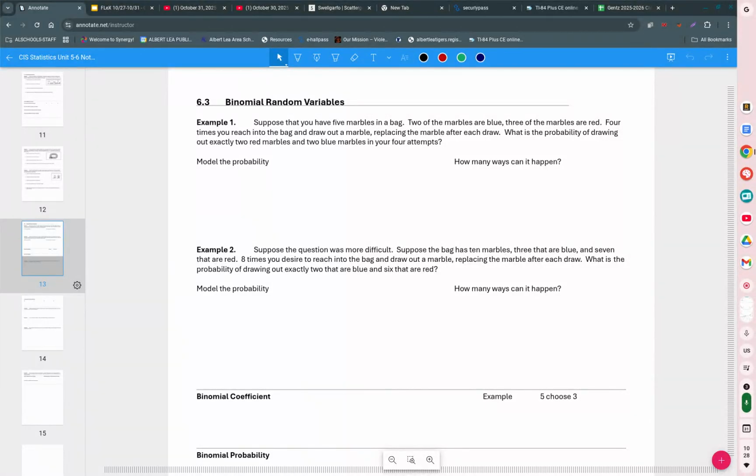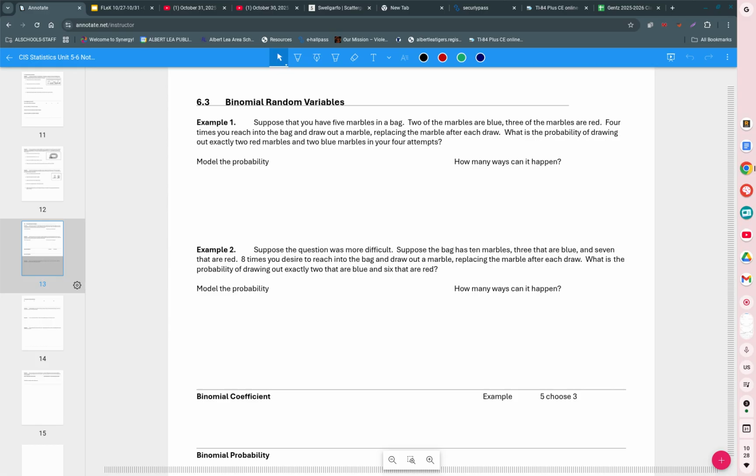Today's topic is binomial random variables. This has to do with probability, as we've kind of come out of the probability piece. And although we are going to incorporate it into statistics, especially on Monday, let's see what we are talking about. Suppose you have a bag of 5 marbles.